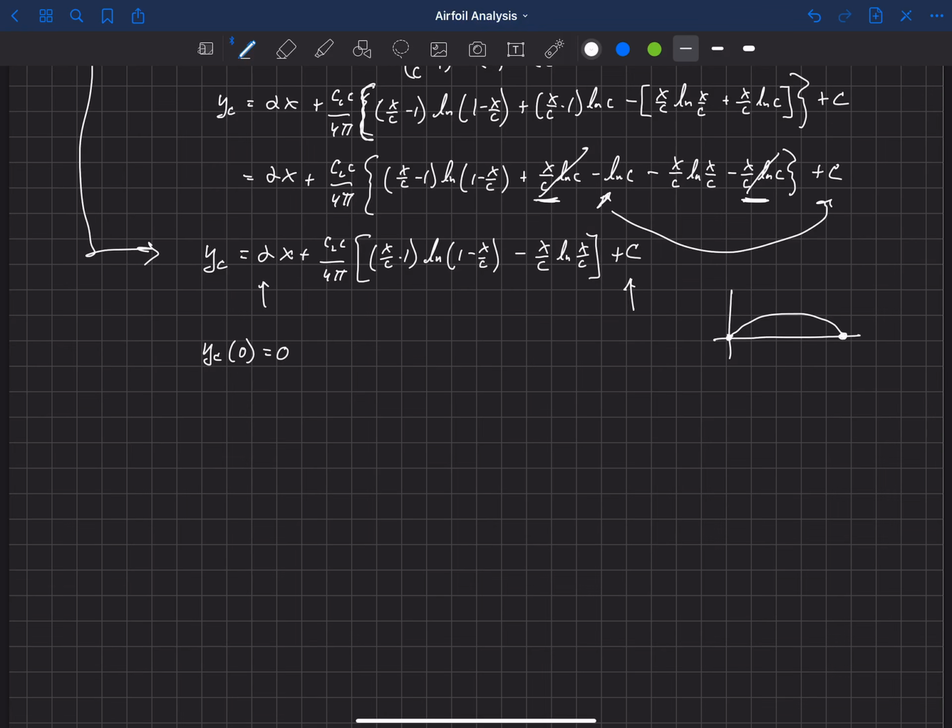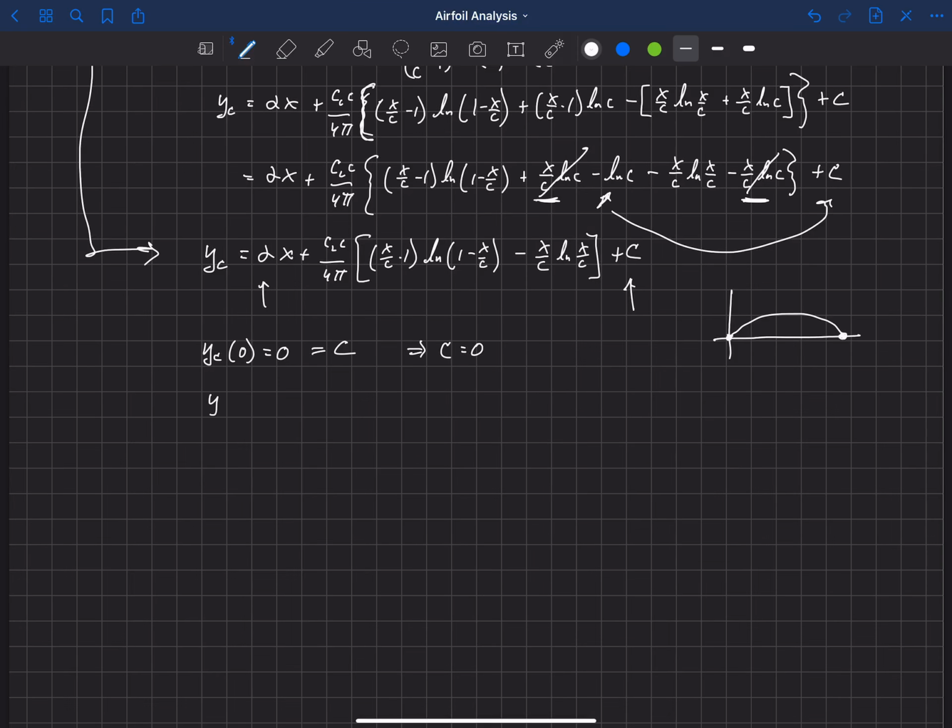So for the first term, we're going to plug in 0 for all of the x's, okay? So this term is going to be 0 because we've got an x there. We go in here, x over c is 0, so this term is non-zero. When we plug this in, we get the natural log of 1, which is 0. So this term will disappear. And then over here, we've got an x over c, which is 0. And so that drops out. And then we're going to be left with this whole thing is equal to C. So that means that C equals 0.